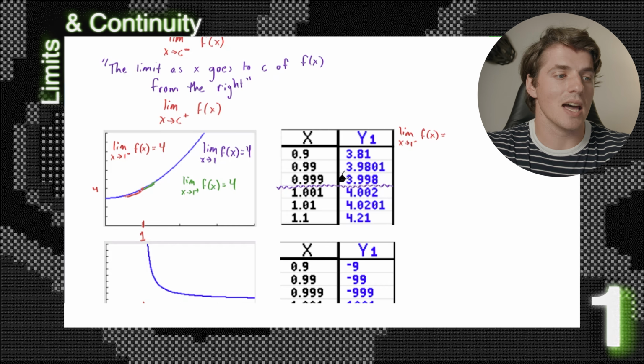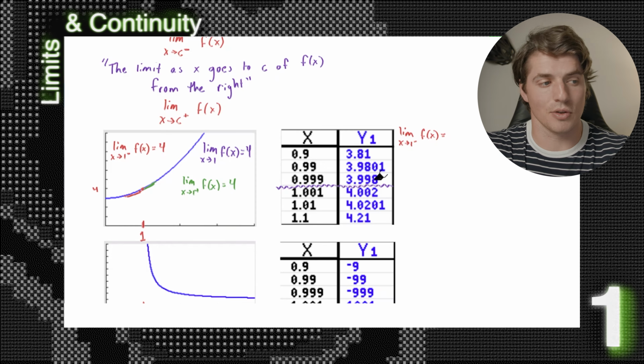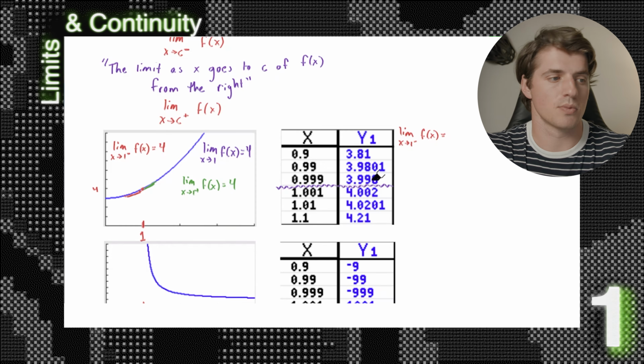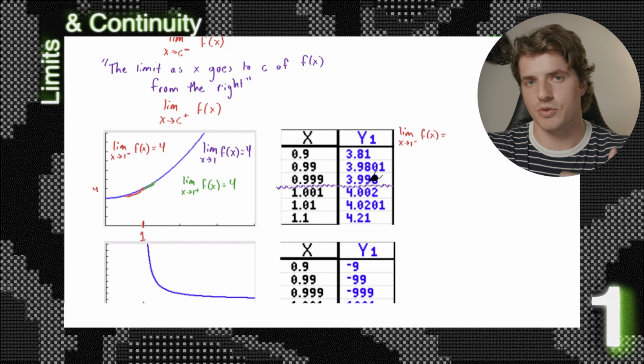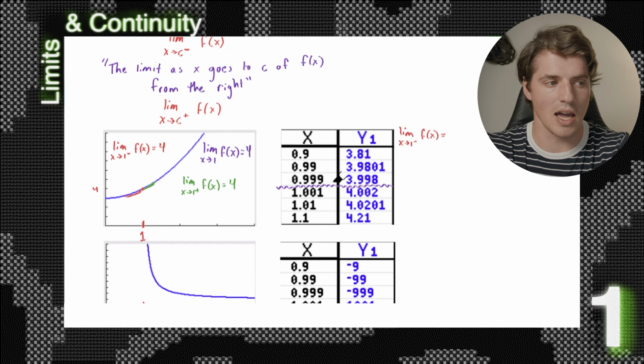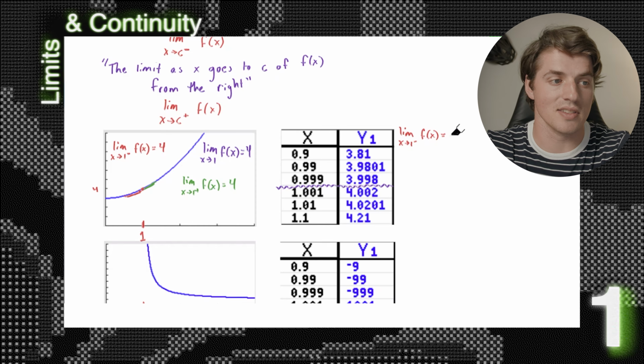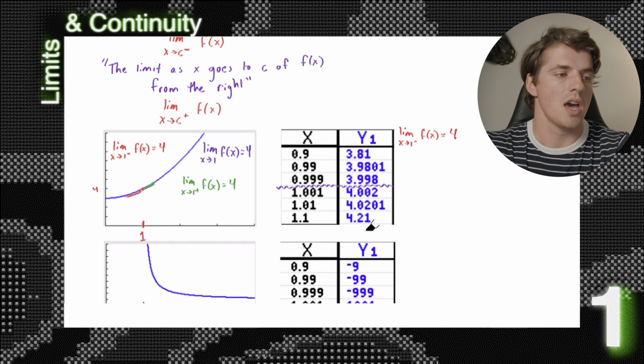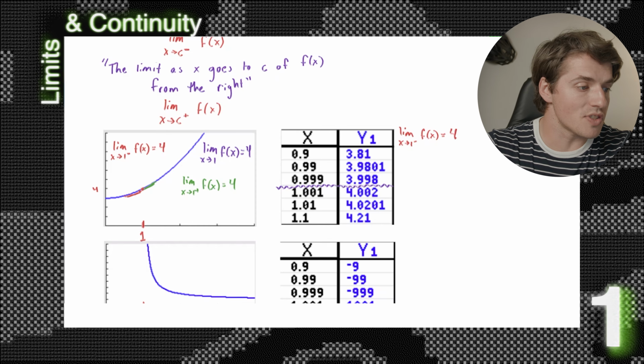Then we plug in 0.999, okay, we're getting really close to 4. This is 3.998. We could keep going. When you're starting this class, it's a good idea to plug in more and more 9s just so you feel more confident that this is in fact 4. And then we do the same thing on the right side.